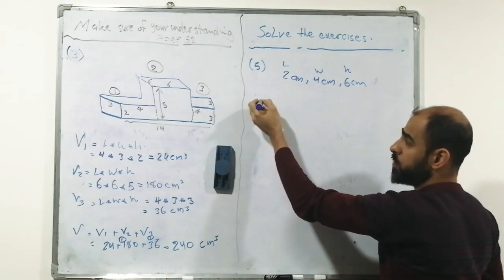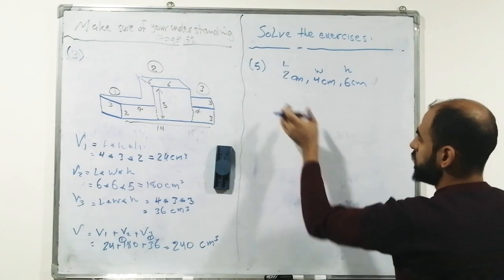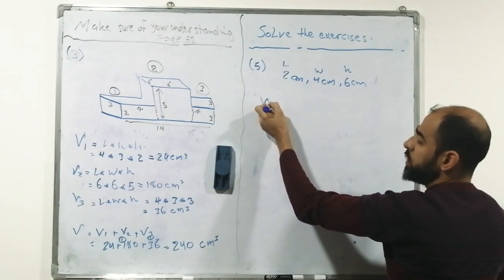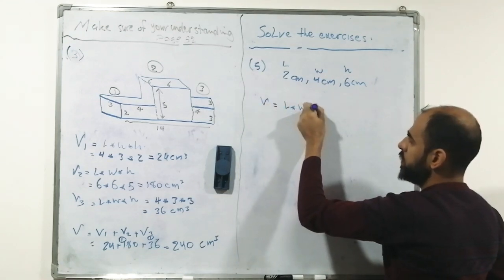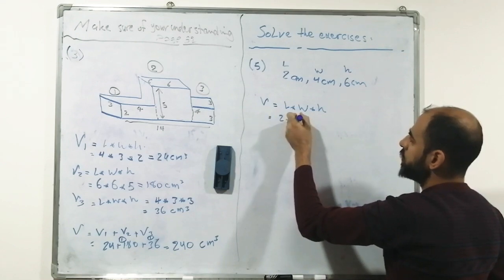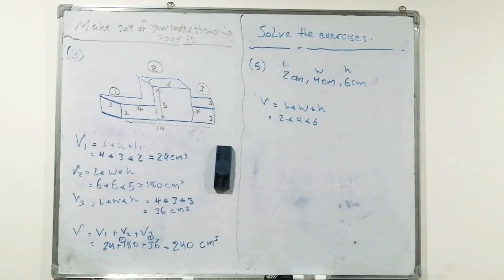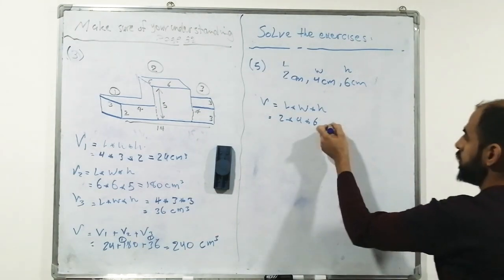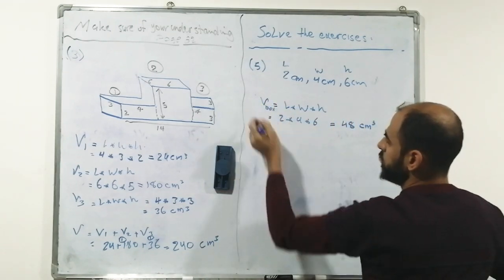So to find the volume of the compound shape, it's already divided into 8 simple shapes. So we have to find the volume of one simple shape, which is length by width by height: 2 by 4 by 6. 2 by 4 is 8, 8 by 6 equals 48 centimeter to the power 3 of the box. This is the volume of the box.